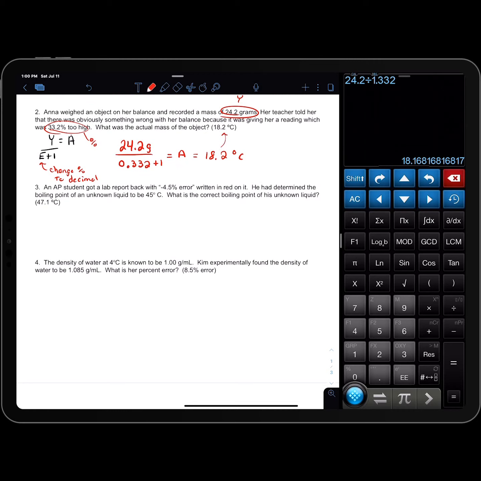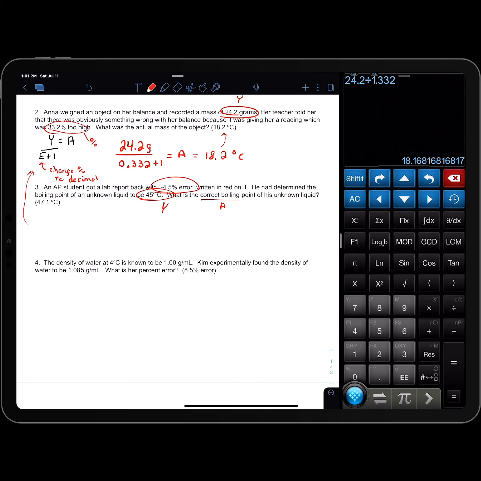Number 3, we have his book report is under by 4.5%. So we're going to be underneath what the actual should be. And it says he determined the boiling point to be 45 degrees Celsius. So this is your part right here. It says what is the actual or correct boiling point? So that's what we're trying to find. Okay, so in our formula, we're trying to find the actual. So let's use the formula from right above.